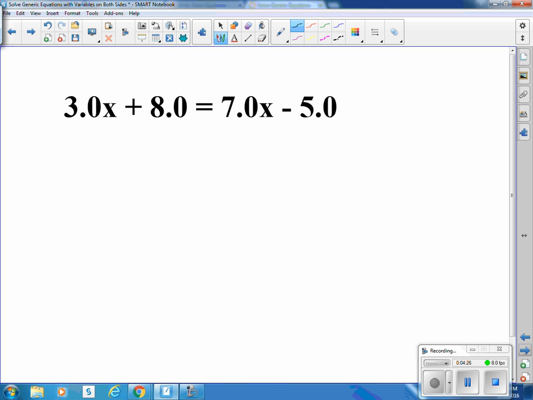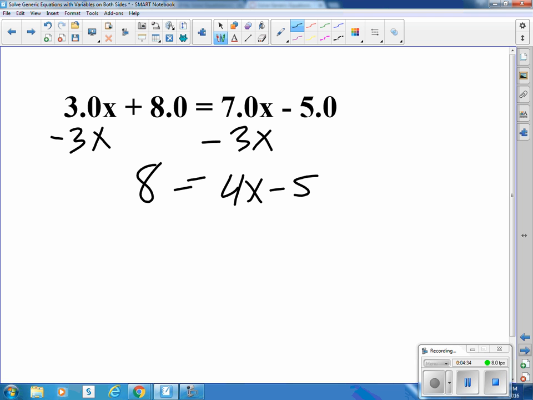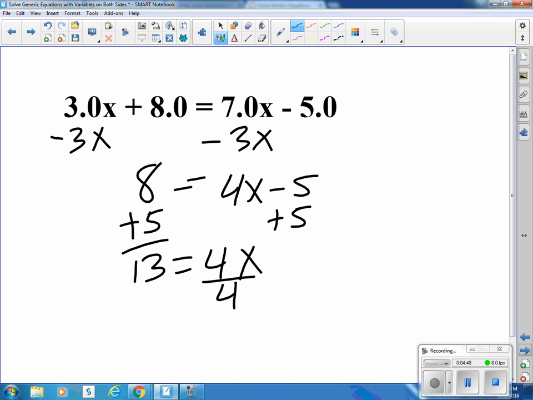Okay, so if we leave the 7x where it is, we can subtract 3x from each side. And the opposite of subtract 5 is add 5. Whatever I do on the right, I have to do on the left. So I have 13. So 4 times something is 13. To find out what that is, I divide by the 4. And that says that something is 3.25.